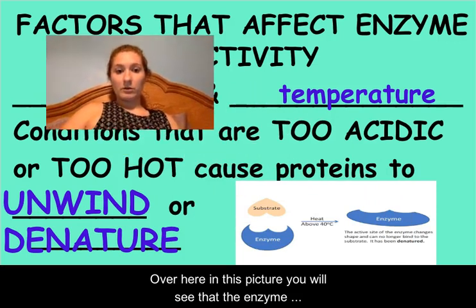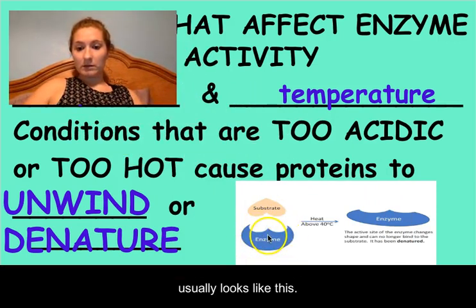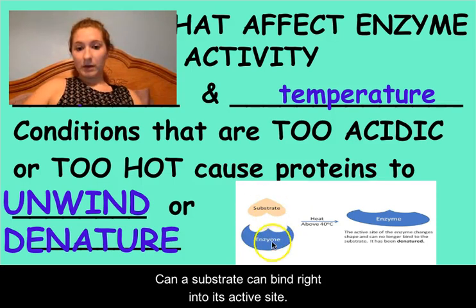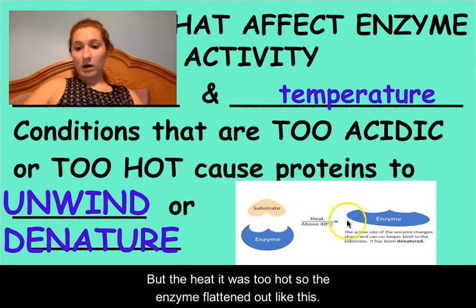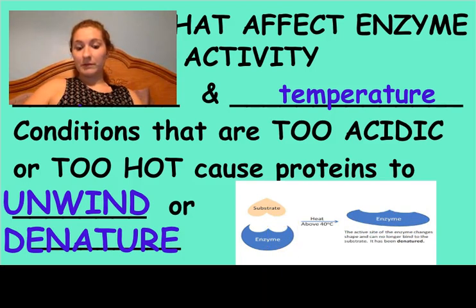So over here in this picture, you will see that the enzyme usually looked like this. The substrate could bind right into its active site, but the heat, it was too hot, so the enzyme flattened out like this, and that means that the substrate will not be able to fit in there.